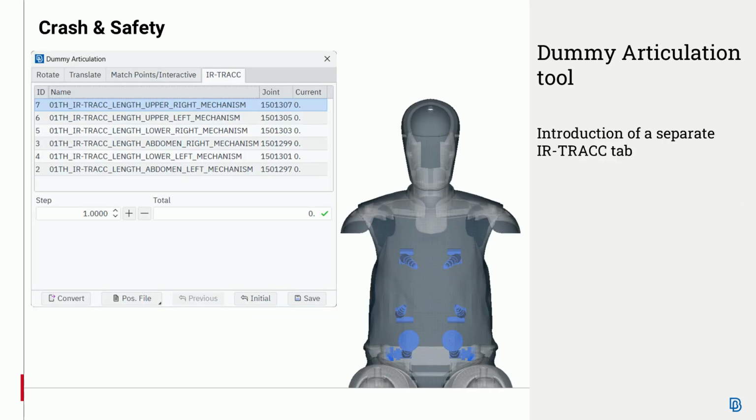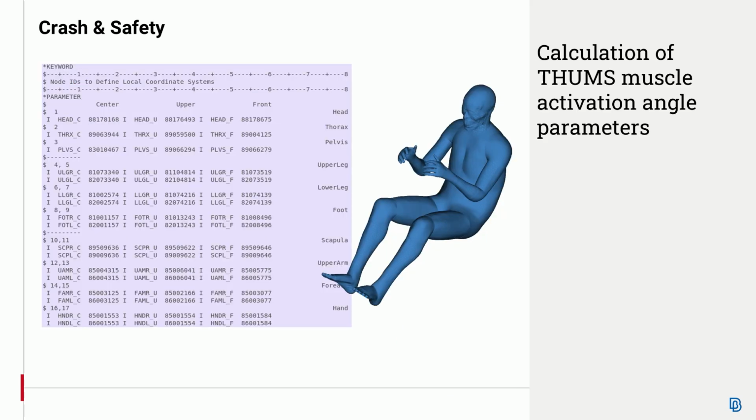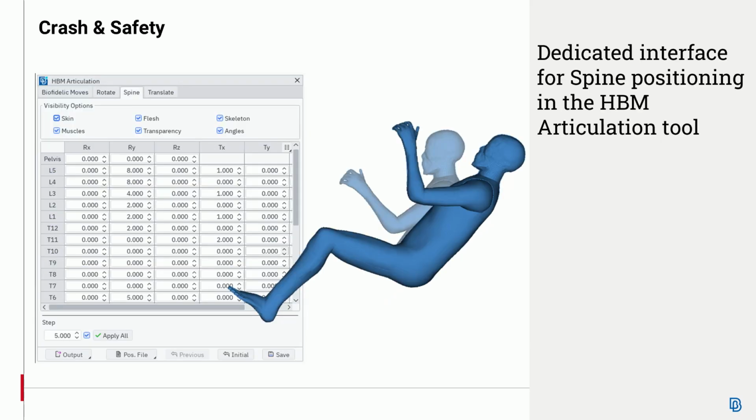The Dummy Articulation tool has now introduced a separate IR-TRACC tab, allowing precise handling of THOR 50th ATD mechanisms. The HBM Articulation tool can now accurately compute and deliver the initial joint angle parameters for THUMS models. This further establishes precision during input for crash simulations. Moreover, a dedicated tab allowing precise and efficient spine manipulation has been installed in this ANSA version.